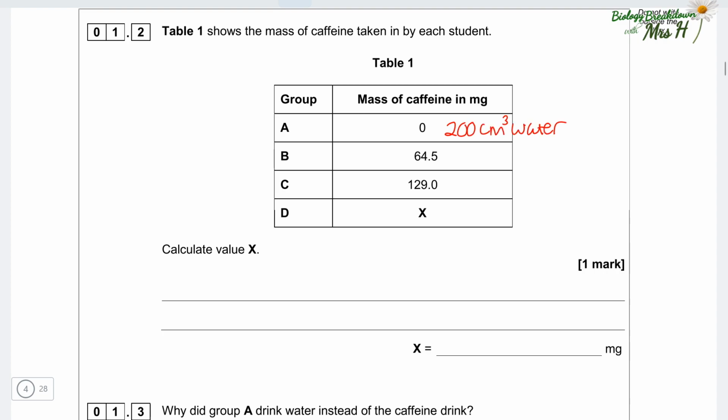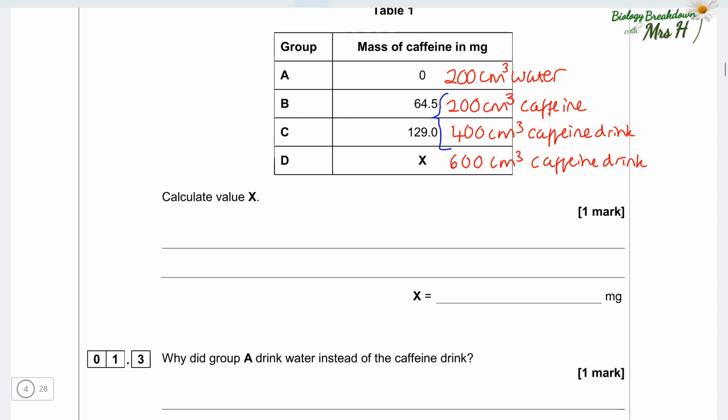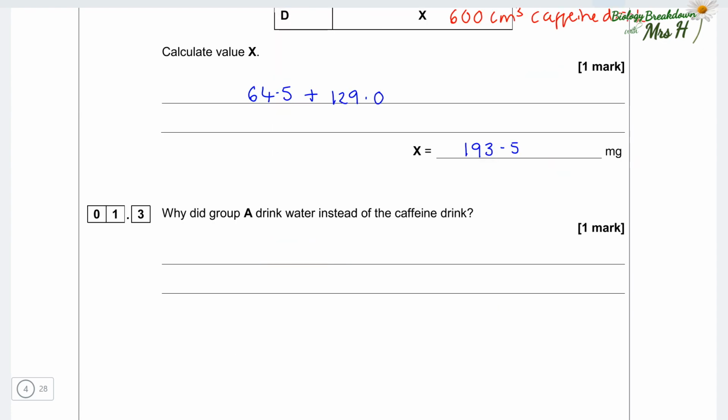0 mass of caffeine in 200 centimeters cubed of water, as you would expect. And then group B, they consume 200 centimeters cubed of caffeine. C, 400 centimeters cubed, and D, 600 centimeters cubed. We know that the value of X is 600 centimeters cubed, so we're going to have to add 200 and 400 together. So in other words, we're going to have to add B and C together. So that's 64.5 plus 129, which gives us 193.5.